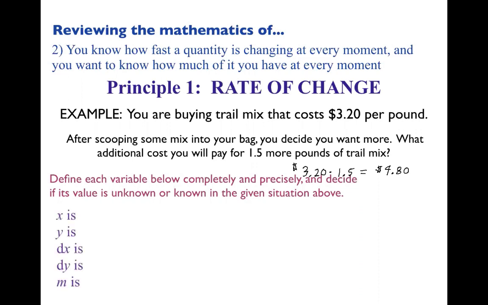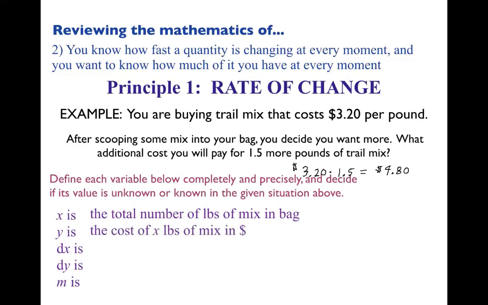Here are some variables: x, y, dx, dy, and m. These are all symbols that we're going to use to model this problem. We want to define these as a verbal or written phrase. So what is x here? One way you could say is that x is the total number of pounds of mix in the bag. Remember, x varies. As we're filling up the bag, x is varying through different numbers of pounds. Then y would be your total cost of that number of pounds.